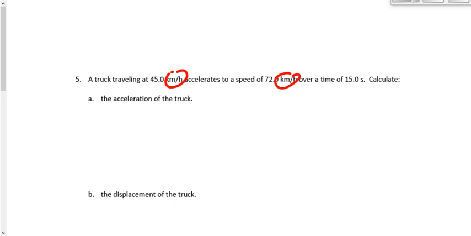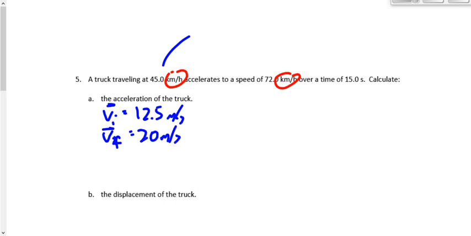45 kilometers per hour, if we convert that to meters per second, VI ended up being 12.5 meters per second. And we find that by multiplying by 1,000 to get meters, divide by 3,600 to get seconds, 12.5. 72 kilometers per hour, that's VF, is 20 meters per second, right? 1,000 on the top, 3,600 on the bottom. VF is 20. My time interval is 15.